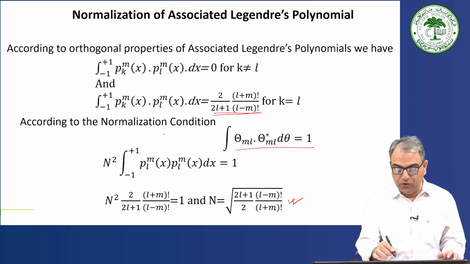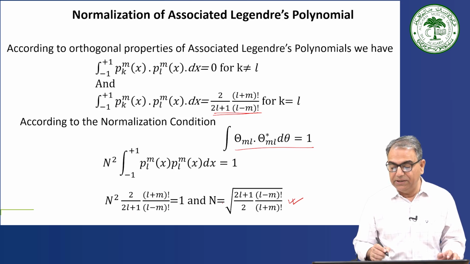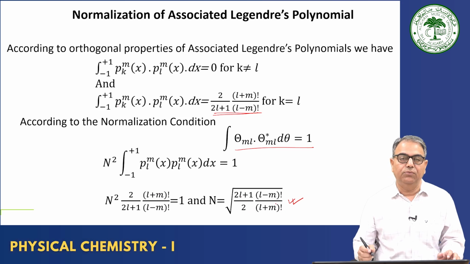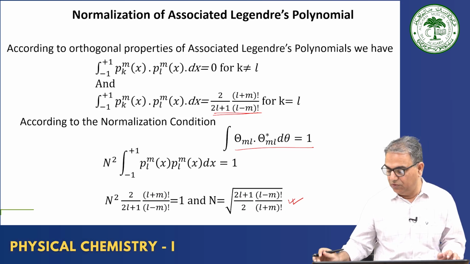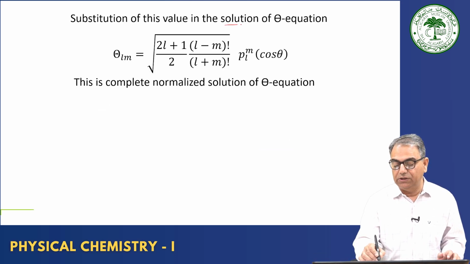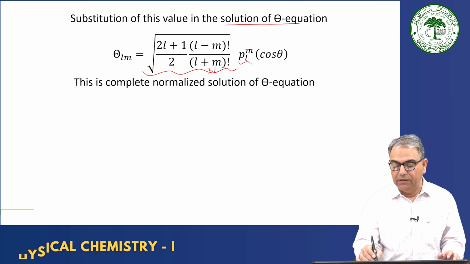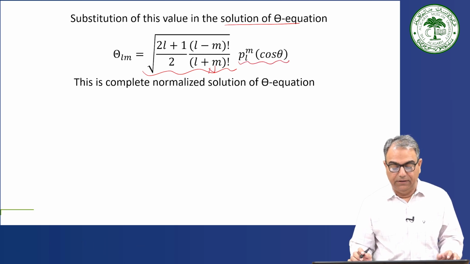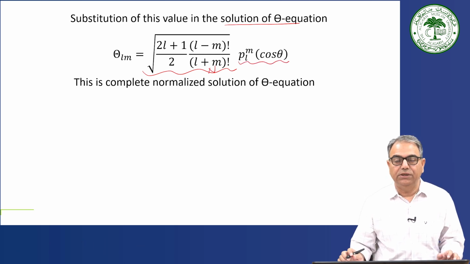This integral is already known to you. You put this integral value here, 2 into 2L plus 1, and then you get the N value. So the normalization constant is the root of 2L plus 1 divided by 2, times L minus m over L plus m. Both L and m are integers, I told you. So the total theta solution of the theta equation is a normalization constant times an associated Legendre polynomial. So the complete normalized solution is this one.